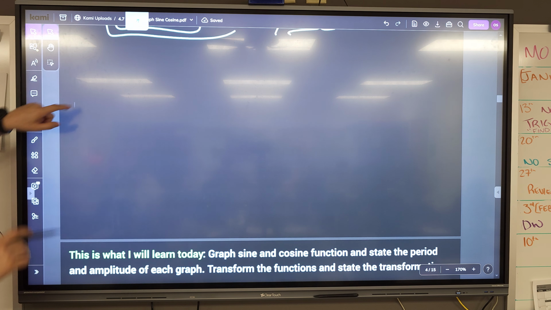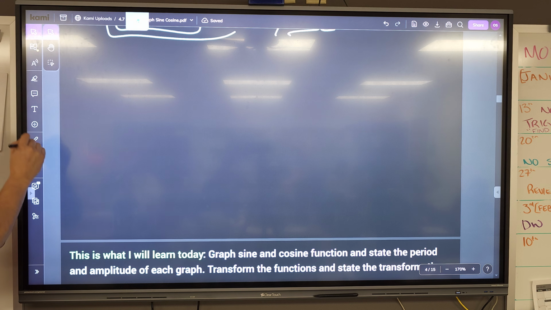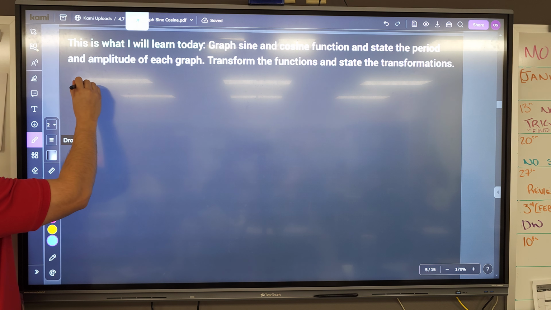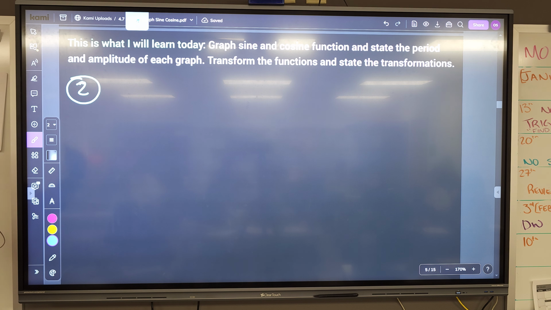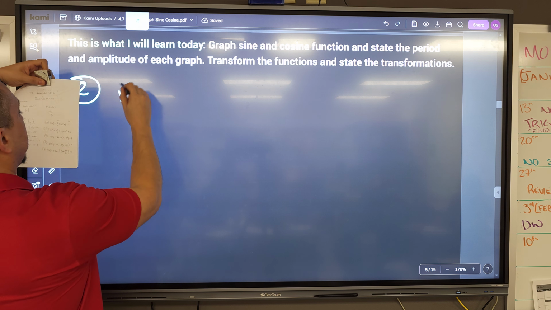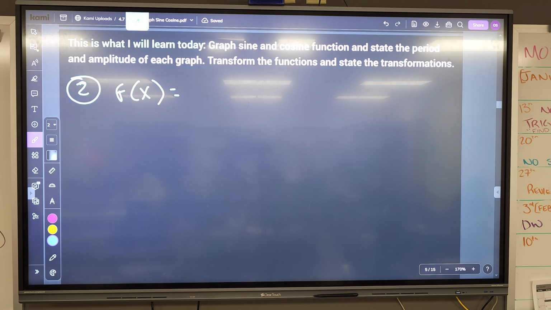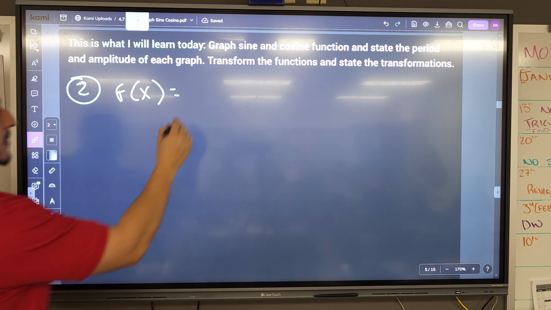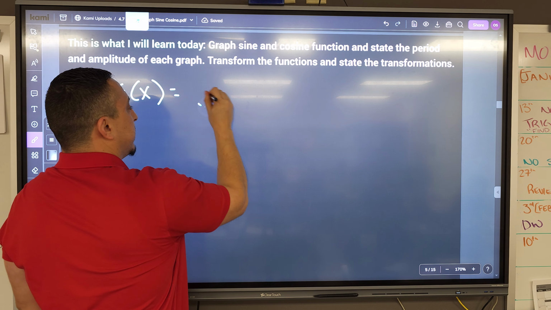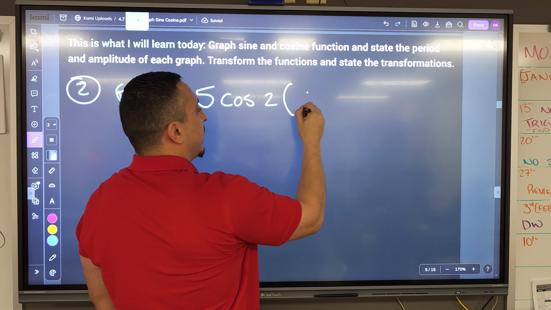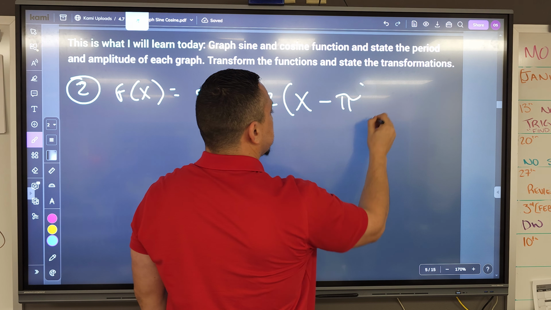Okay, so I'm going to give you an example, and I'm going to give you 2 minutes, and then just see how much of that you can fill in by yourself. Based on other classes, the first example is like 50% get it right. Then by the third one, it's like 90%. So just stay with me and you'll be good. Let's do 5 cosine 2x minus pi plus 4.